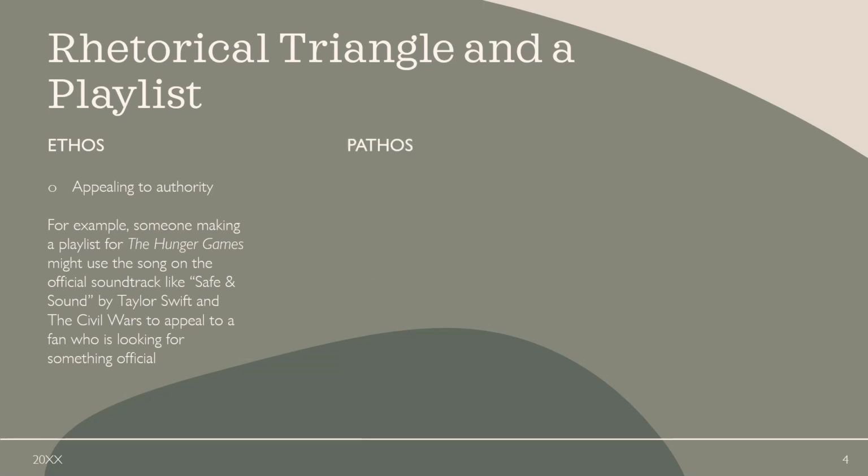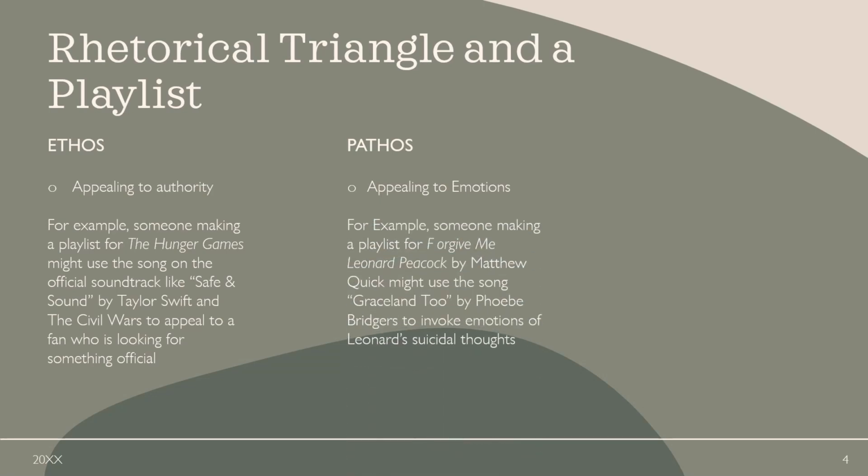So pathos, you're appealing to emotions. Simple as that. For example, someone making a playlist for the book Forget Me, Leonard Peacock by Matthew Quick might use the song Graceland Too by Phoebe Bridgers to invoke emotions about Leonard's suicidal thoughts that happen throughout the book.